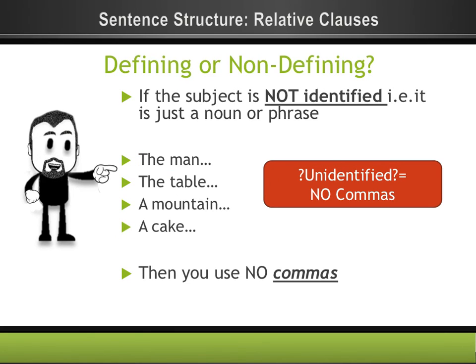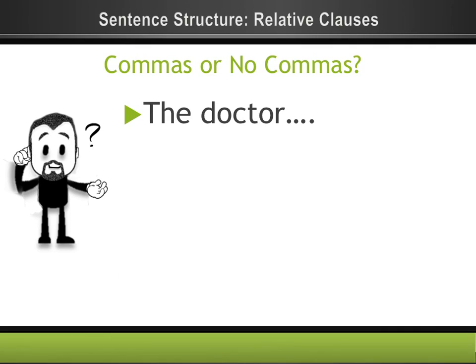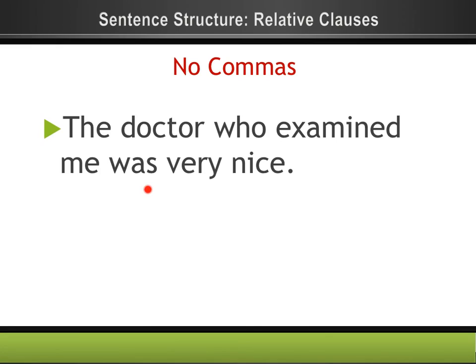On the other hand, the man. Which man? The table? Which table? A mountain. I don't know which mountain though. A cake. All of these are unidentified, right? We don't know which one they are. No name, no commas. If you see the doctor in the beginning of the sentence, is it commas or no commas? No commas. The doctor who examined me was very nice.